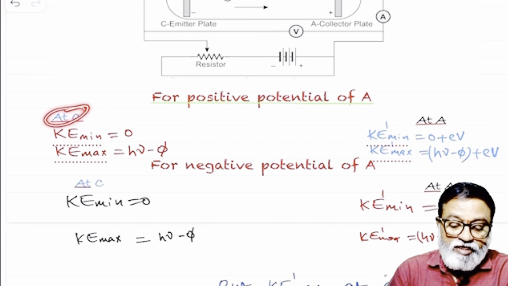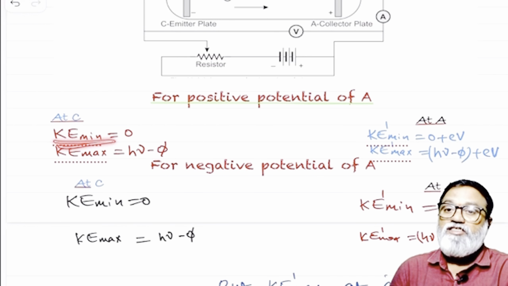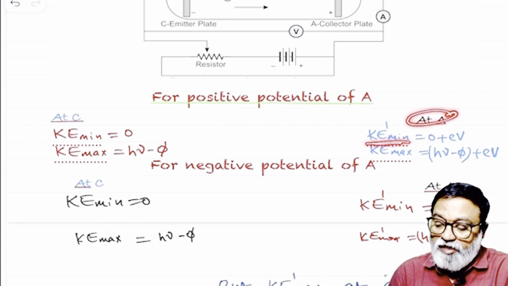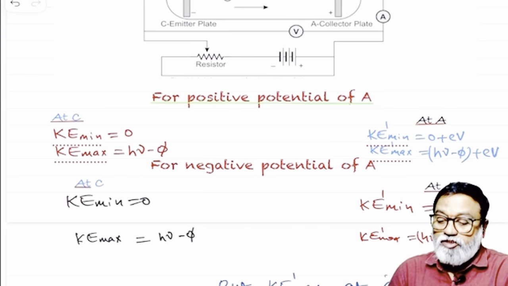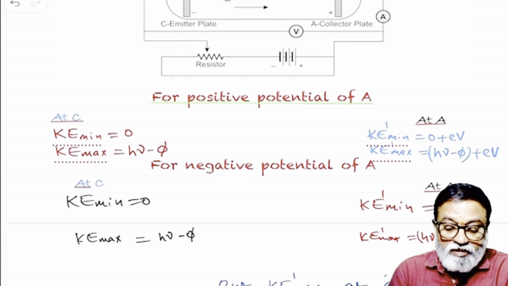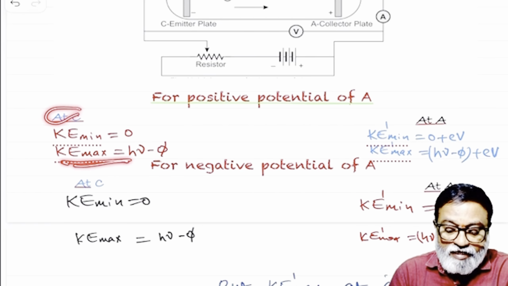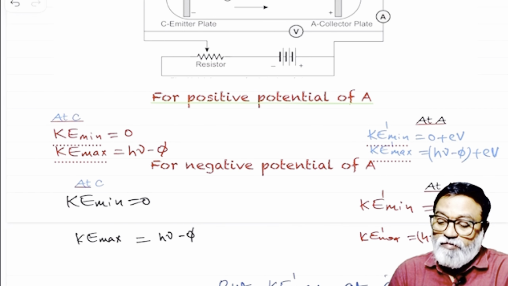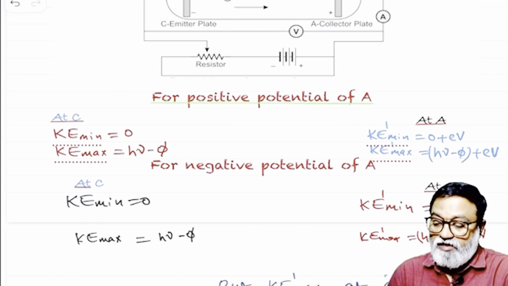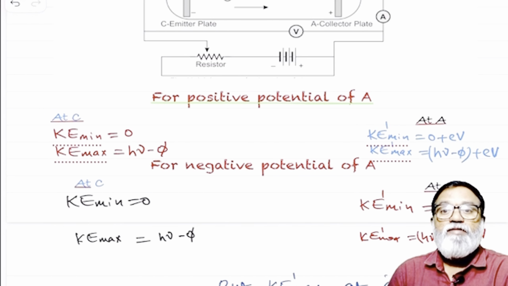Here at C, at the cathode, the kinetic energy minimum is 0. At A, the kinetic energy minimum is 0 plus eV, and this eV is nothing but the work done by the battery. At C, the maximum kinetic energy is h nu minus phi. But on reaching the anode, it is h nu minus phi plus eV. Plus eV is the work done by the battery.